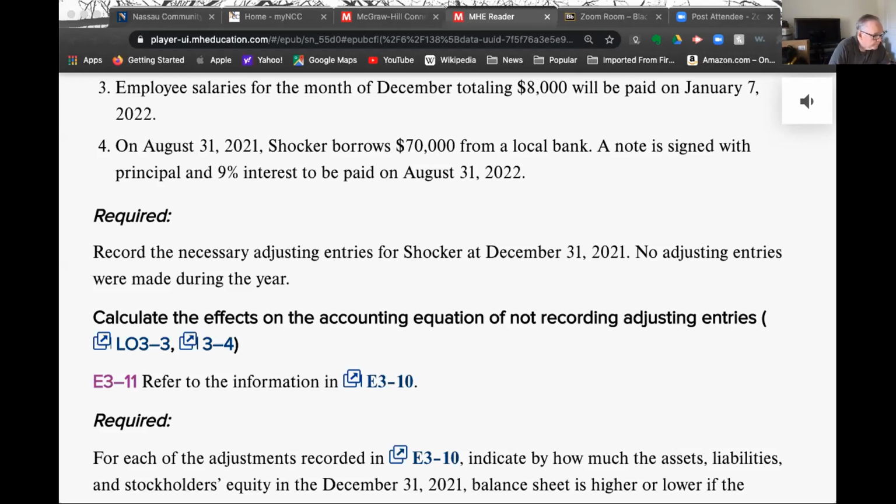Okay. Number 3. On August 1st, 2021, Hurricane collects $13,200 in advance from another company that is renting a portion of Hurricane's factory. The $13,200 represents 1 year's rent, and the entire amount is credited to deferred revenue. So on August 1st, they debited cash and they credited deferred revenue.